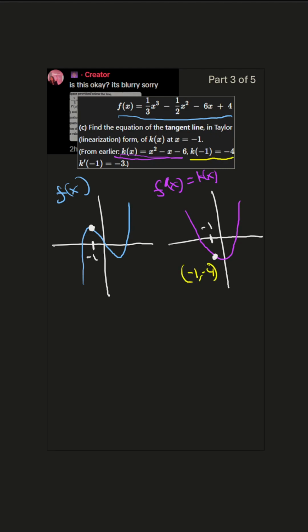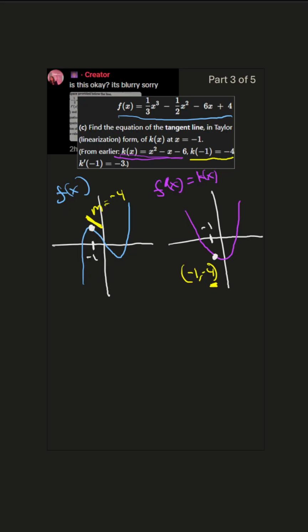So that negative 4, the y value on the derivative function, is actually the slope of the corresponding point with the same x value on the original function. So that slope is negative 4. That's what the derivative function does.